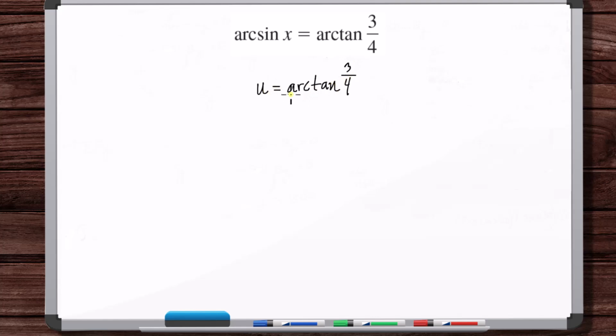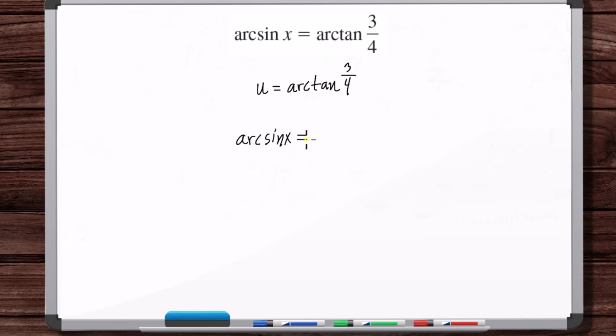So if we say u is equal to arc tangent 3/4, this is an angle, right? Because all the inverse trig functions, what comes out of an inverse trig function is an angle. You're asking what angle, when you take the trig function of that angle, do you get the argument?